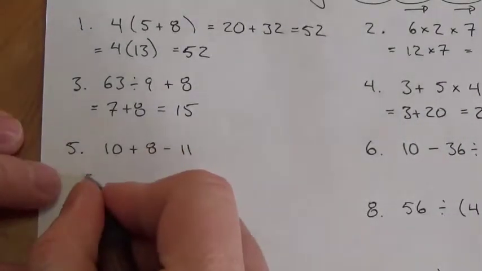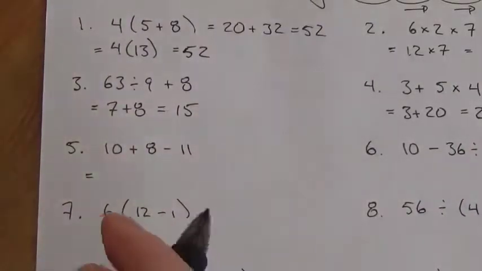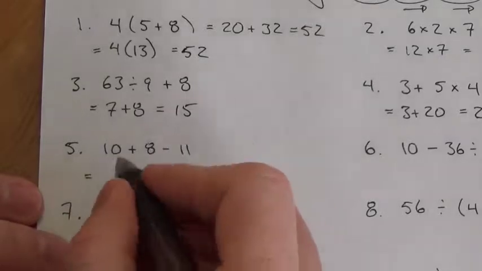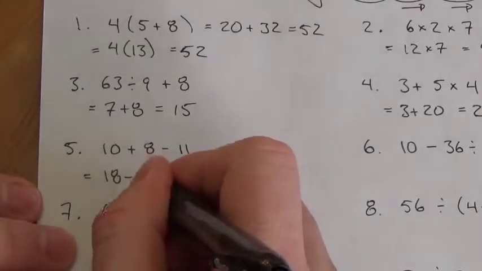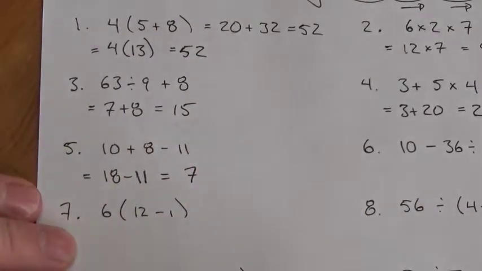Here I've got addition and subtraction, but again, addition and subtraction are kind of two faces of the same idea. So we're just going to carry this thing through left to right. So 10 plus 8 is 18, minus 11, and 18 minus 11 is 7.